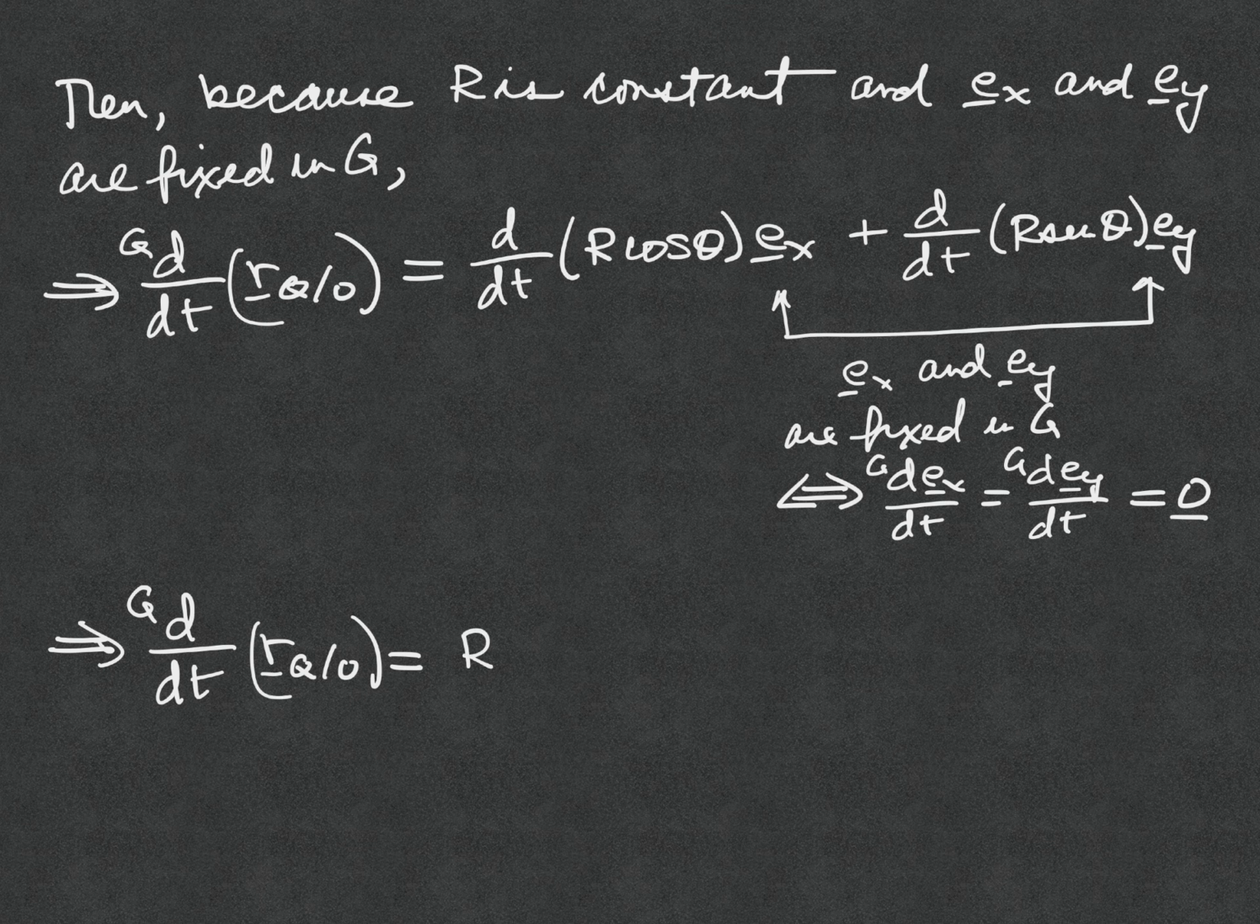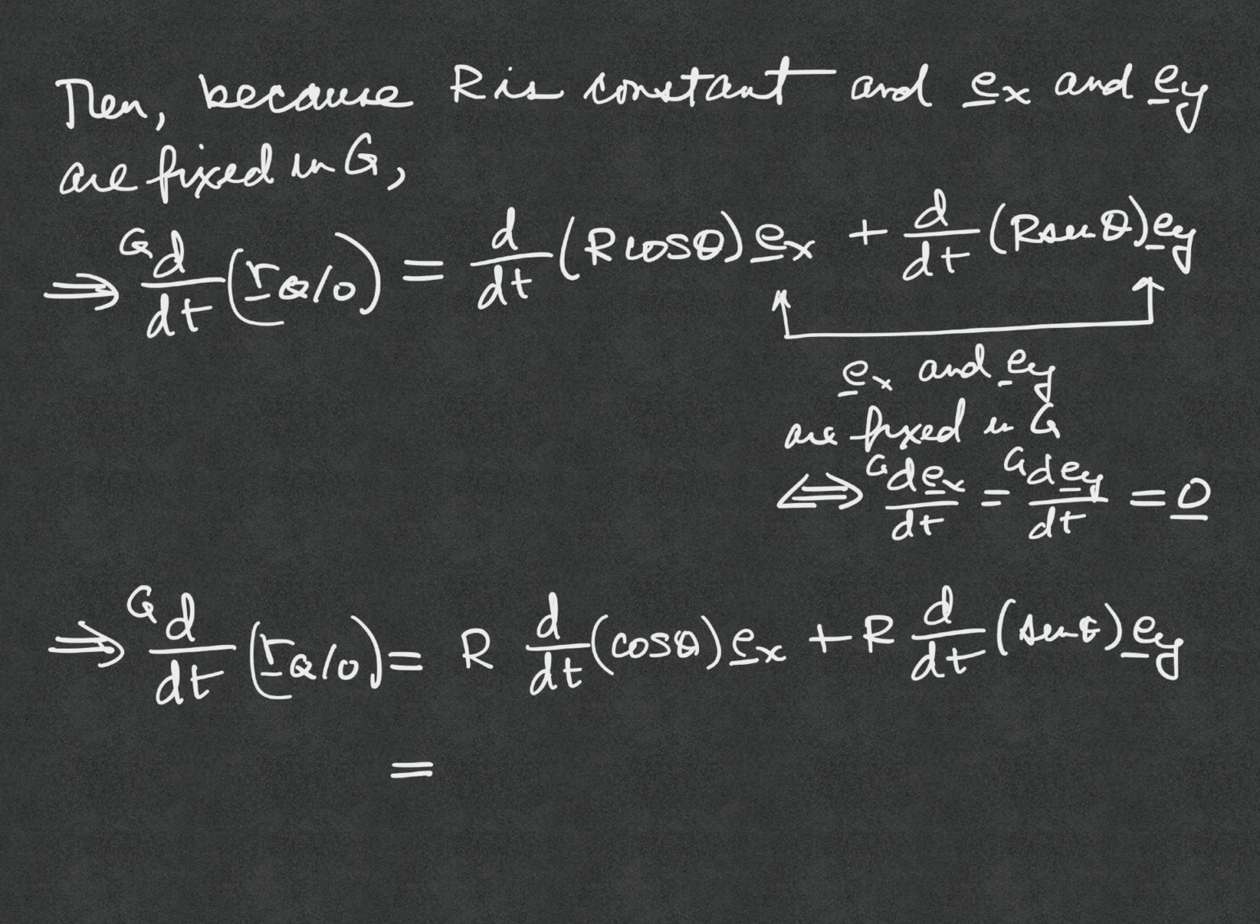So I just get R times d dt of cosine of theta times EX plus R times d dt of sine of theta times EY, which is equal to R. Now I have to be careful because I'm taking the derivative with respect to time. So the derivative of cosine theta with respect to theta is minus the sine of theta. So I get a minus sine of theta, but then it's times d theta dt. So I get minus R theta dot times the sine of theta times EX. Similarly, the derivative with respect to time of sine theta is cosine theta times theta dot. So I get plus R theta dot times the cosine of theta times EY.